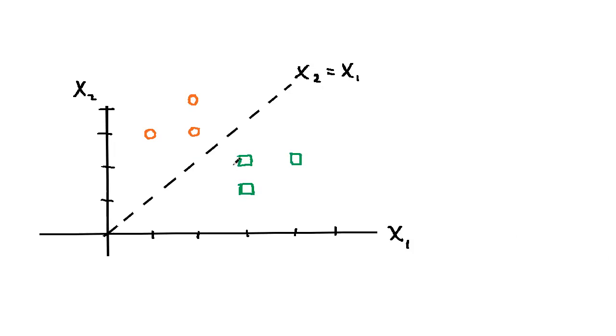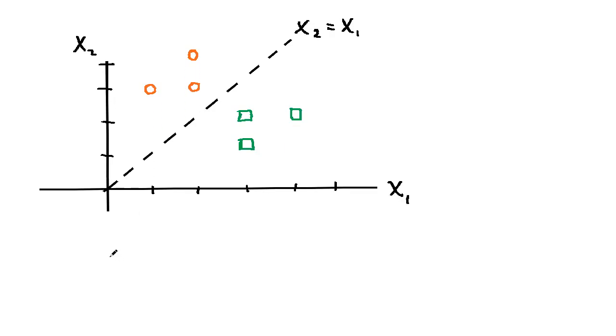Let's graph that out. So here's the line, x2 equals x1. Here are the data points. And you can see that it separates them like so.